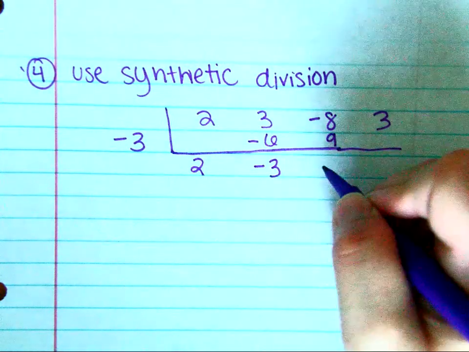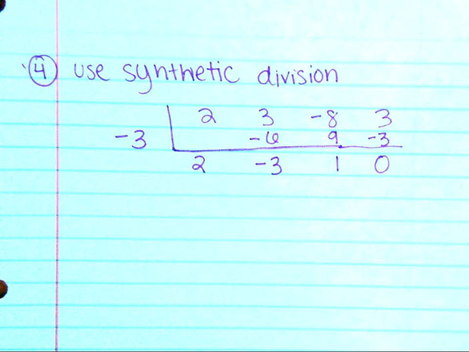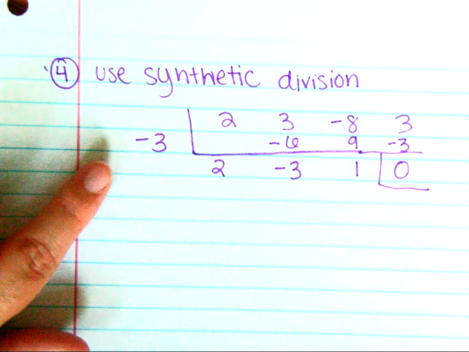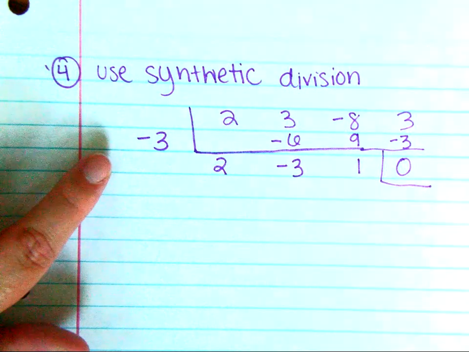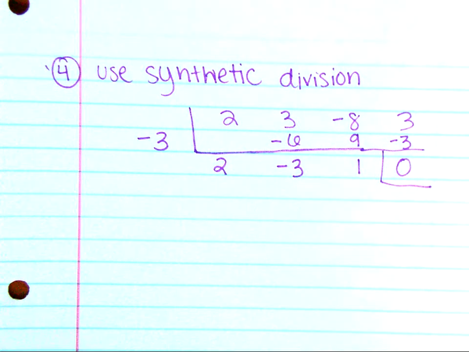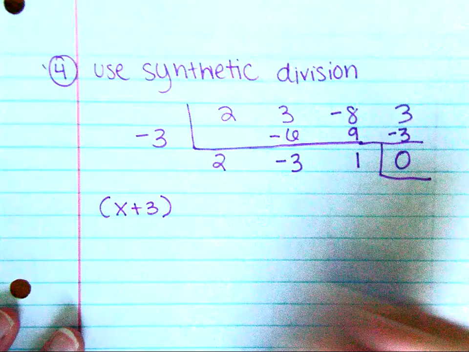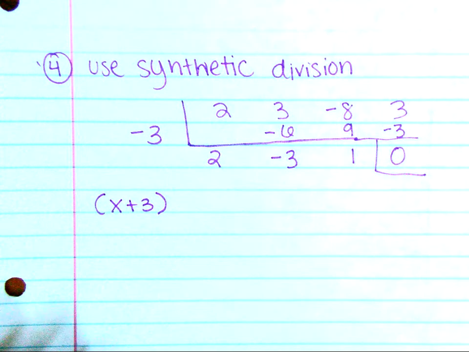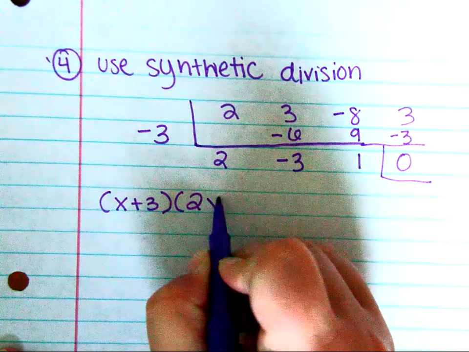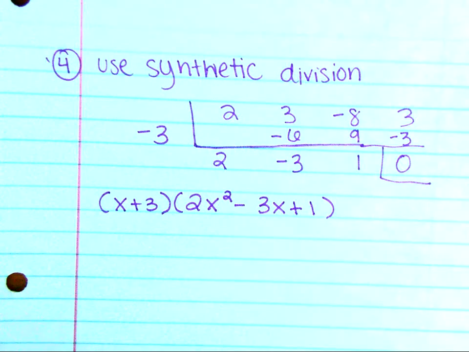Remember, with synthetic division, you add on the way down, multiply diagonally. I end up with 0 here, which is what I want because that means that negative 3 is a factor and a solution. Now, if negative 3 is a 0, then the factor that matches that is x plus 3. From my synthetic division, what do I have left? 2x squared minus 3x plus 1.